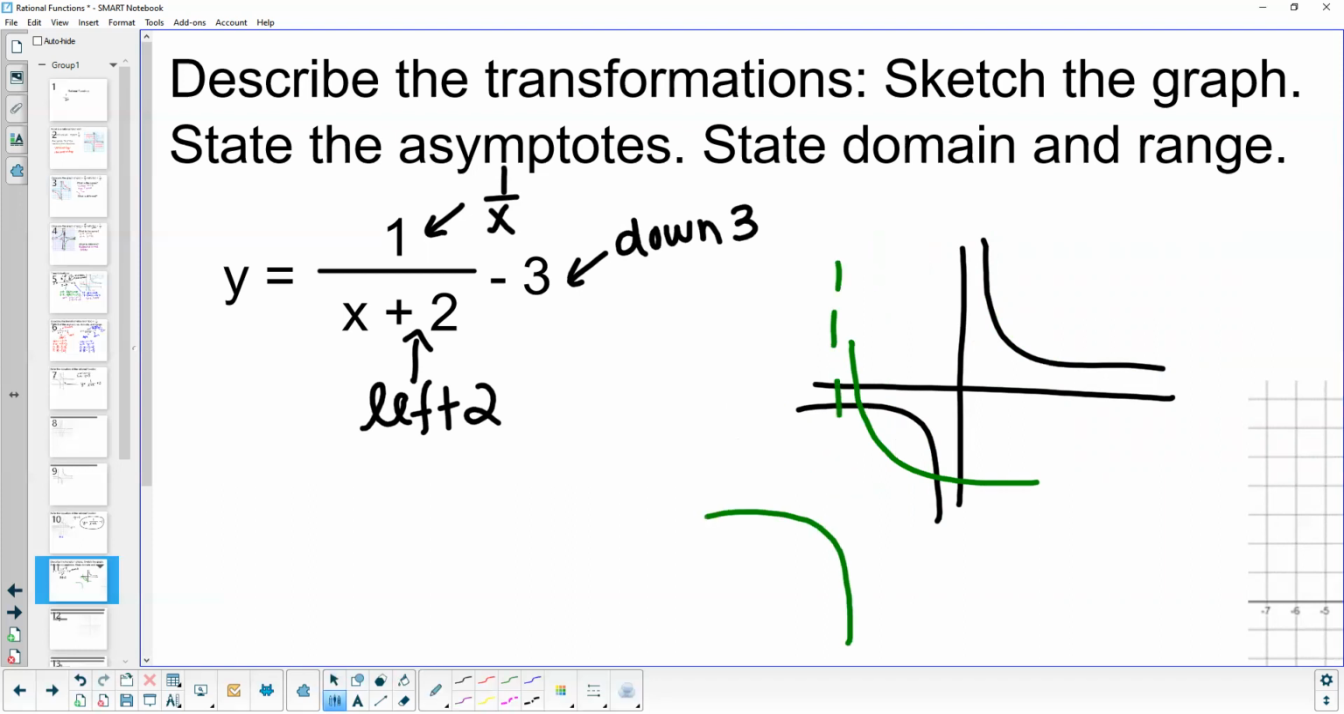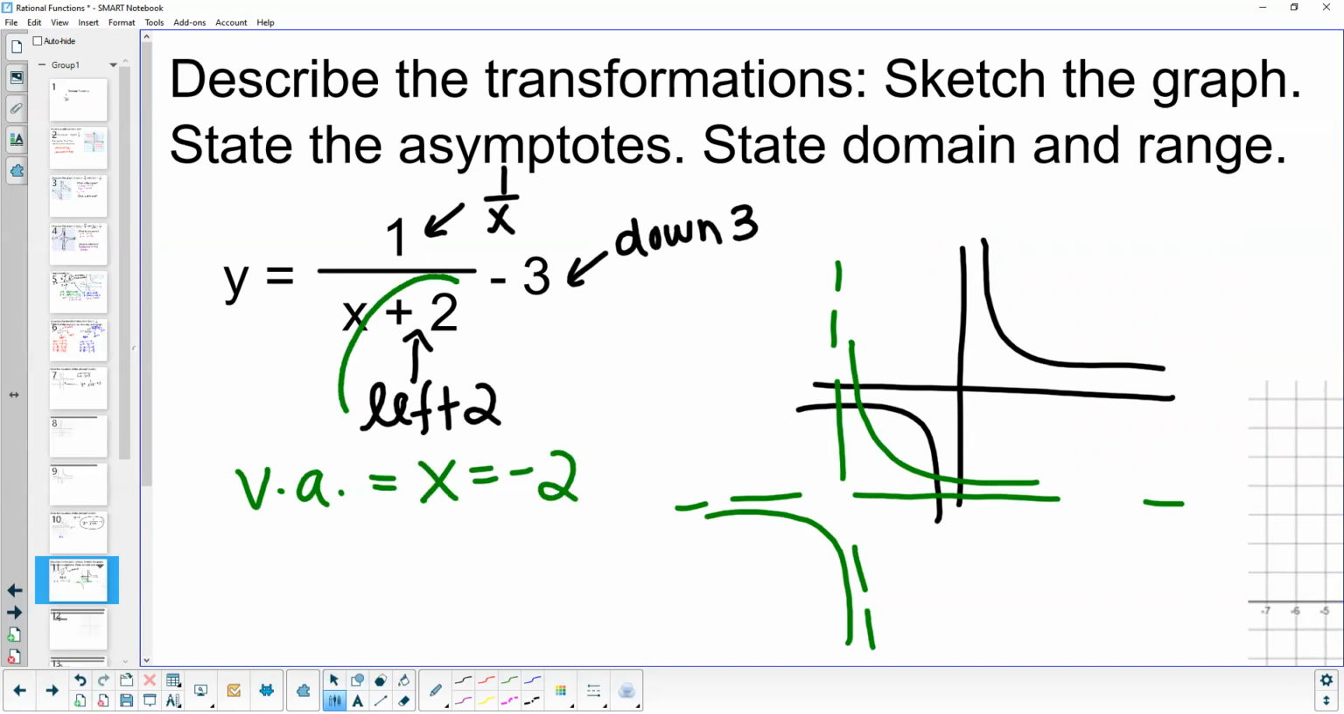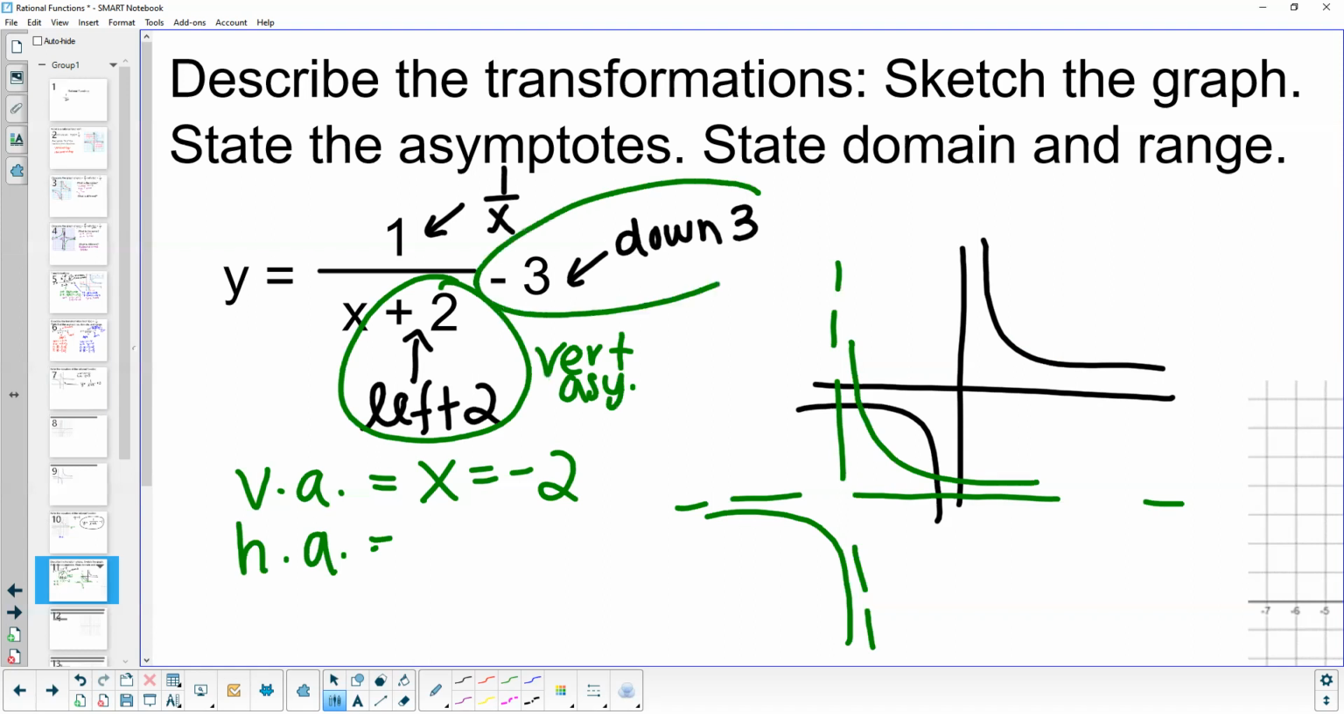Now, what are our new vertical and horizontal asymptotes? Well, we can find that from our equation itself. So our new vertical asymptote is going to be right at x equals -2, because remember, it comes from the opposite of this. This is going to tell us where our vertical asymptote is. What about our horizontal asymptote? Well, our horizontal asymptote is going to come straight from this element. So if we go down 3, that means y is going to be at -3 because it went down 3.